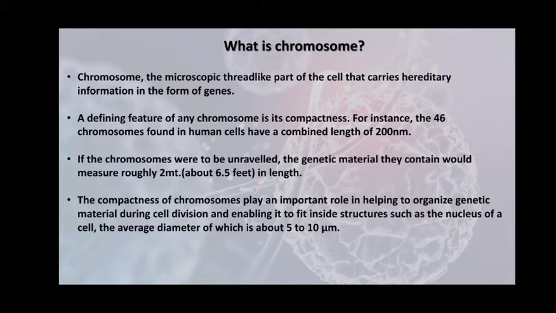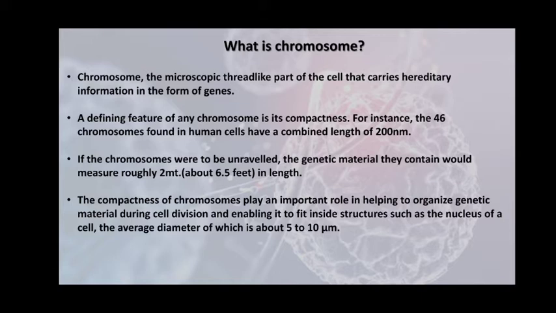DNA wraps around proteins called histones to form units known as nucleosomes. These units condense into chromatin fiber, which condenses further to form a chromosome. This is called the nucleosomal model of chromosome. We will be discussing it in our next presentation, so stay tuned with us for these updates.